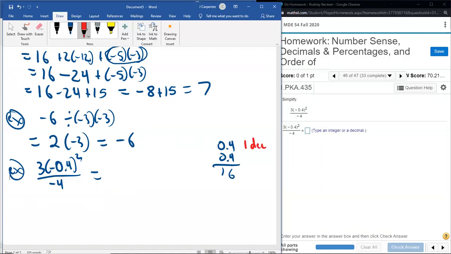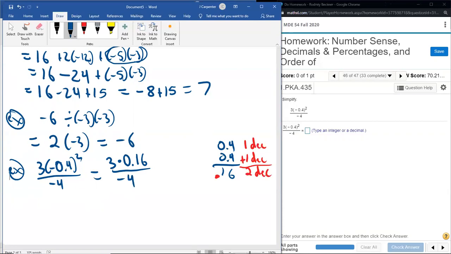There's 1 decimal from the first, there's 1 decimal in the second, and then you add those up, saying that there's 2 decimals in the answer. So you make sure it has 2. So the point would have to go in front of the 1. So that would be 0.16. So this is now 3 times 0.16. Again, a negative times a negative makes a positive, divided by negative 4.